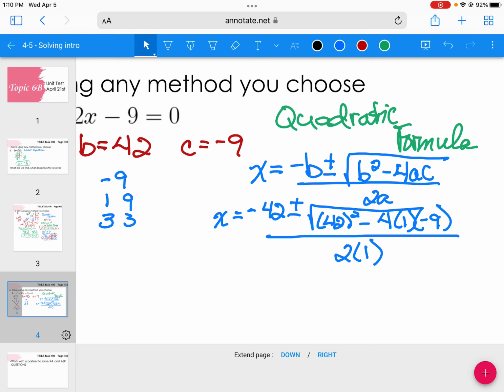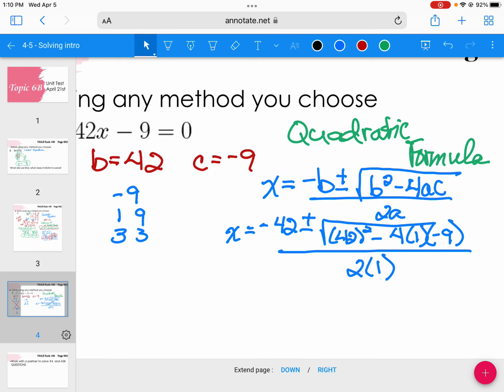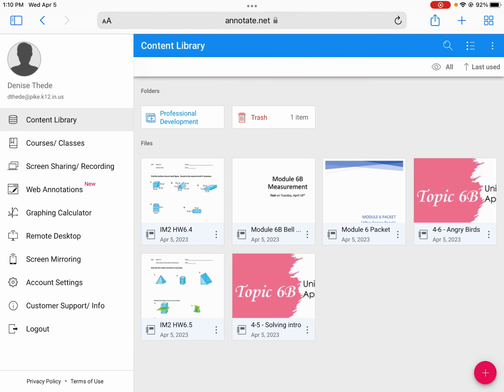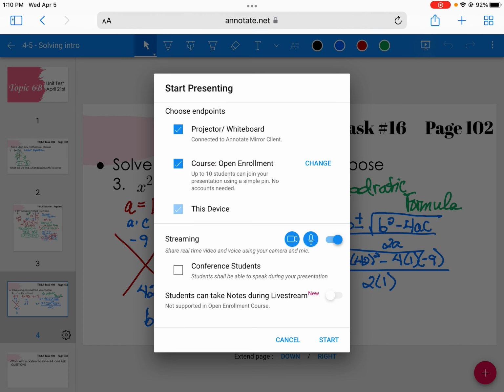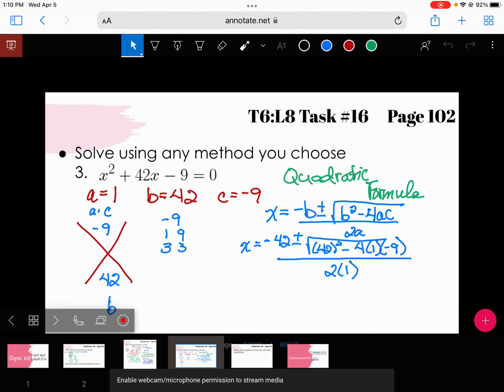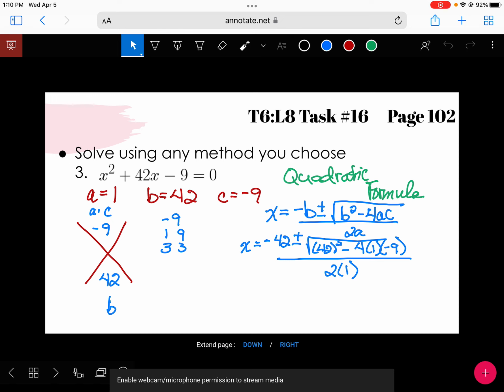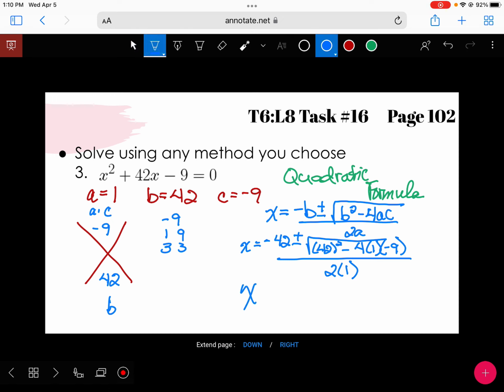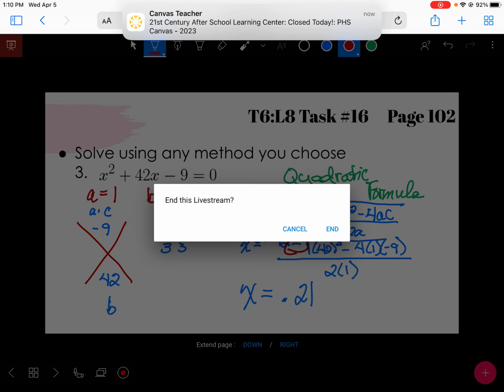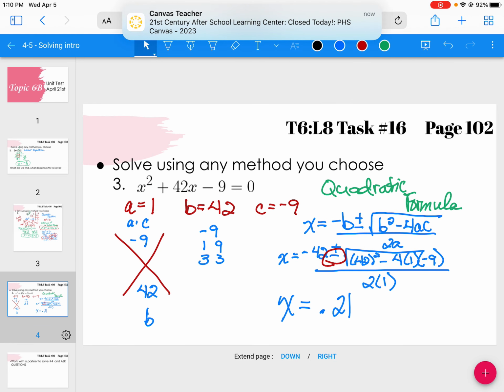So we get x equals 0.21, okay? And then I need to go the second time with the subtraction. All right, I'm going to try this one more time. Be patient.